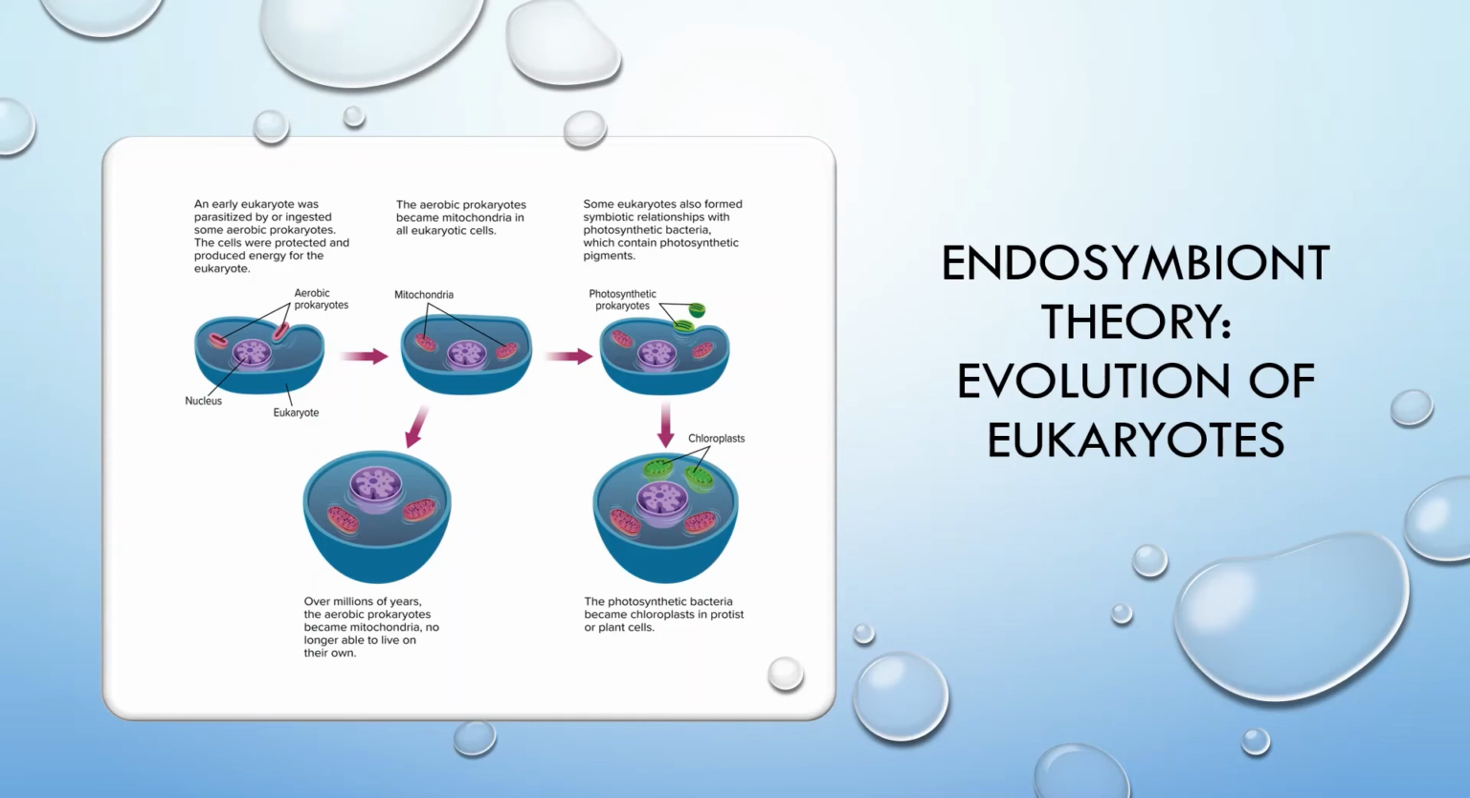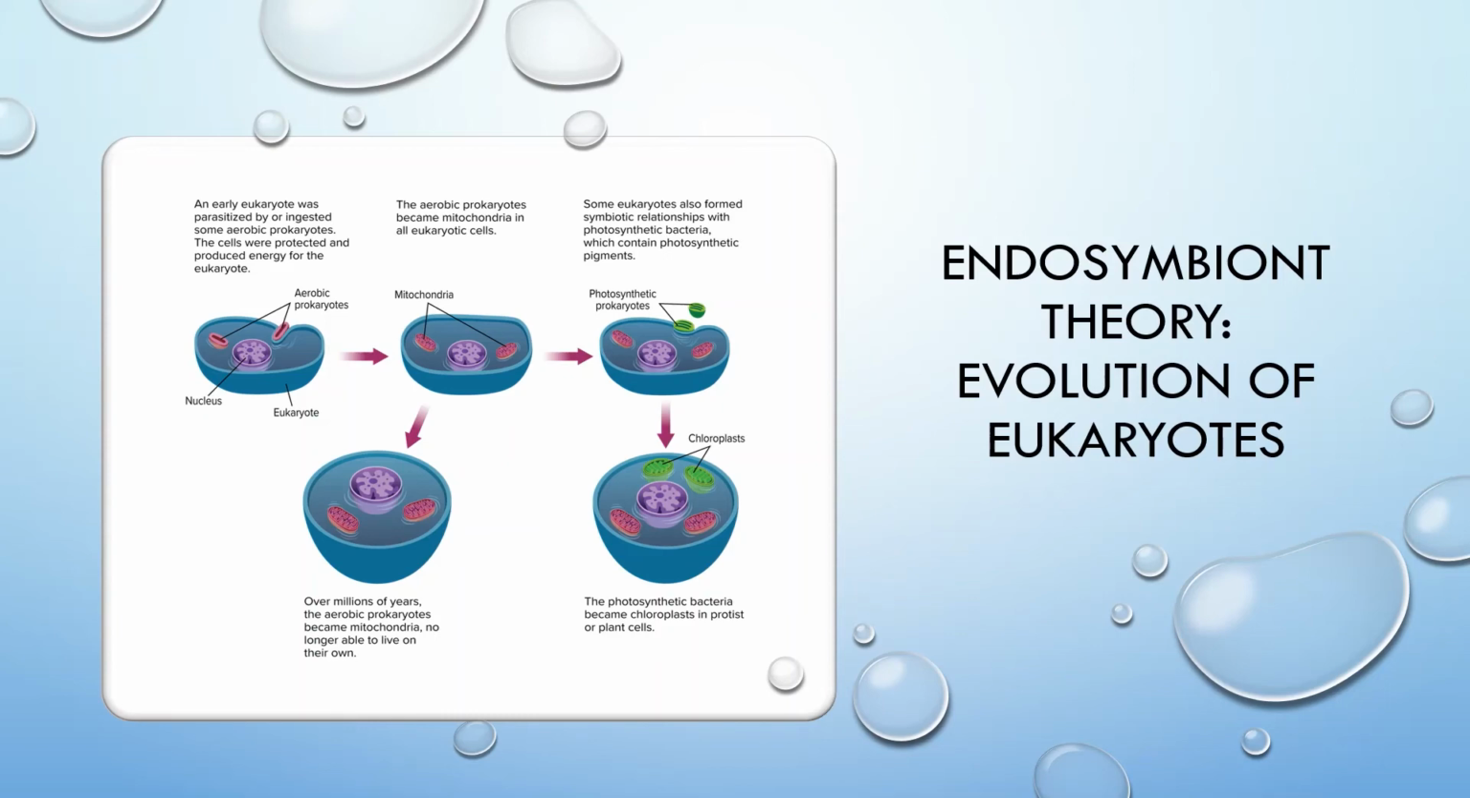Now, over time, and many more changes later, the aerobic prokaryotes became mitochondria in all eukaryotic cells. We know this because mitochondria actually have their own unique DNA as well. That's how mitochondria came into existence: they were literally prokaryotes absorbed by larger pre-eukaryotic cells to then eventually become regular eukaryotes.